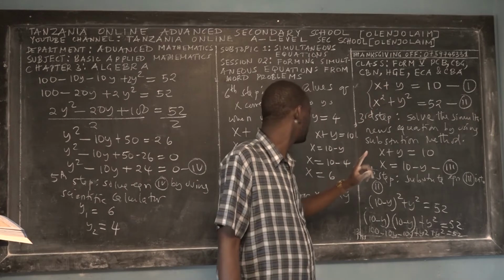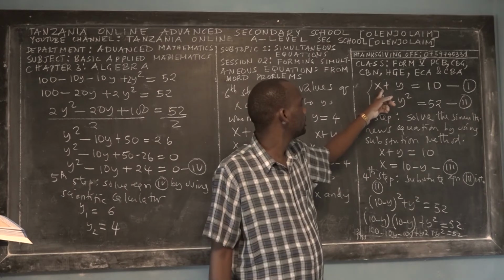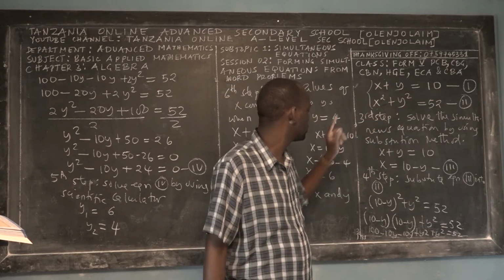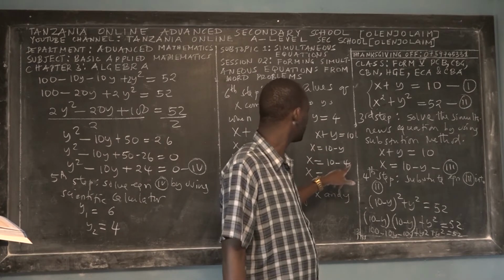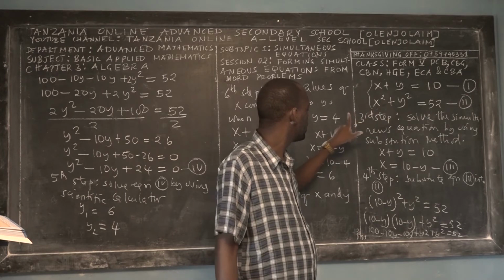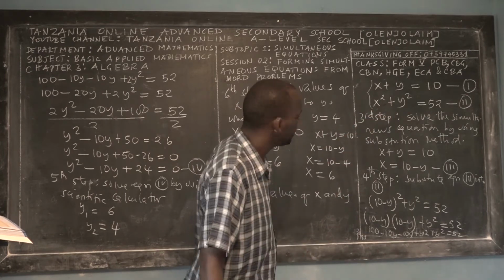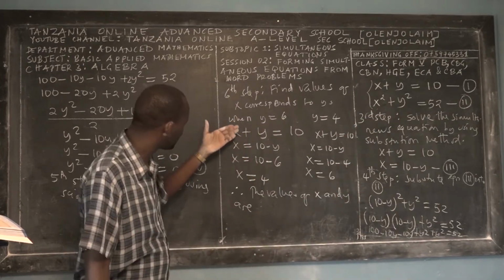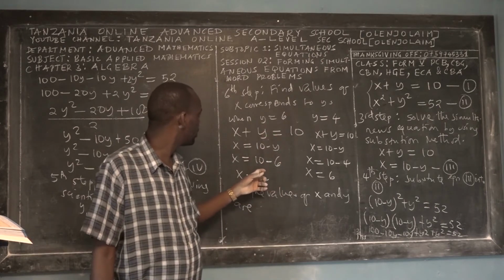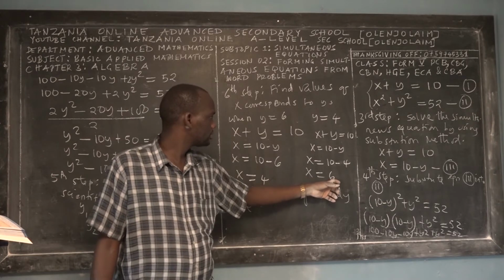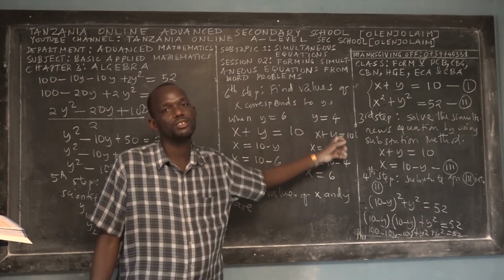So here it is 6, right? 6 plus 4 is 10. Then 6 squared plus 4 squared, 36 plus 16, is 52. So it means that the value of x is either 4 or 6. The value of y is either 6 or 4.